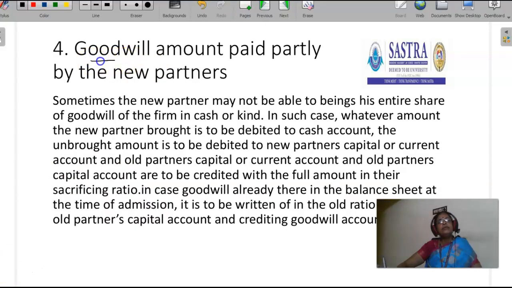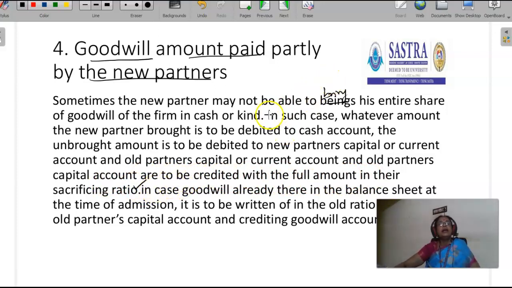Then the next case is goodwill amount paid partly by the new partner. Sometimes the new partner may not be able to bring his entire share of goodwill of the firm in cash or kind. In such case, whatever amount the new partner brought is to be debited to cash account. The unbrought amount is to be debited to new partner's capital or current account, and old partner's capital account ought to be credited with the full amount in their sacrificing ratio.